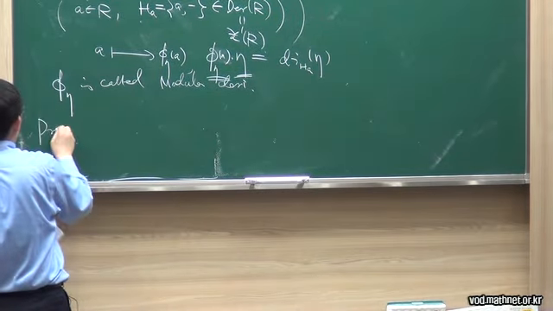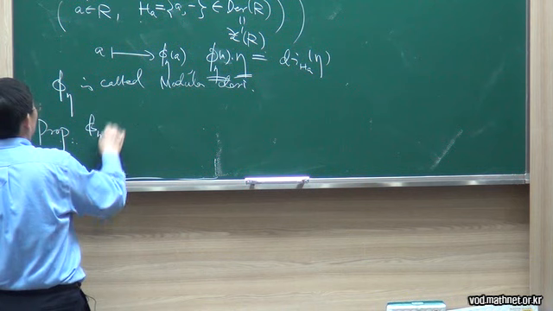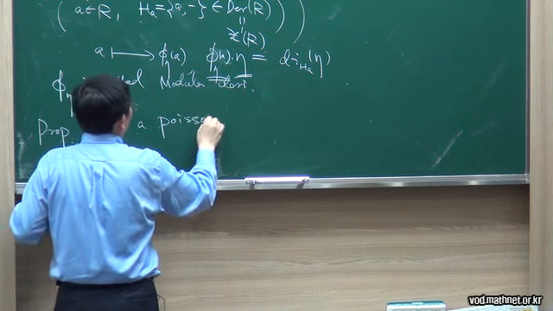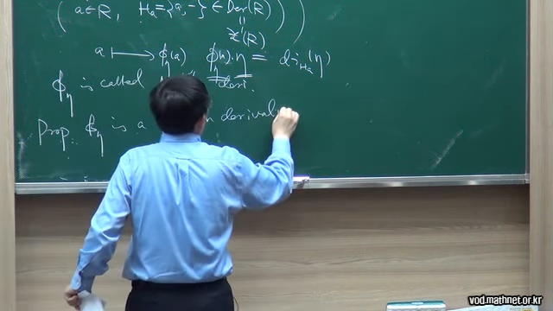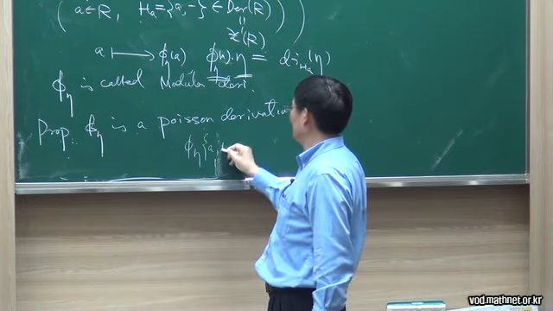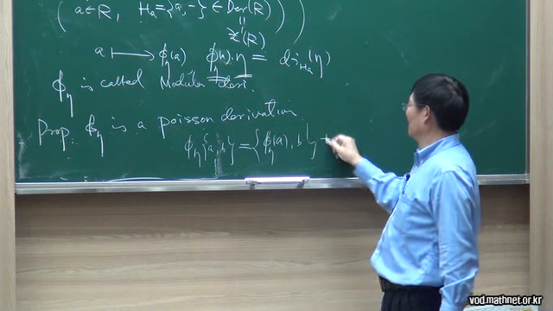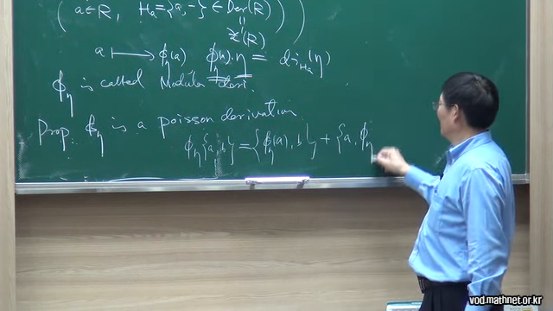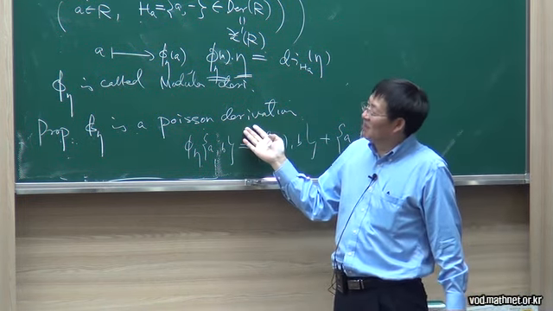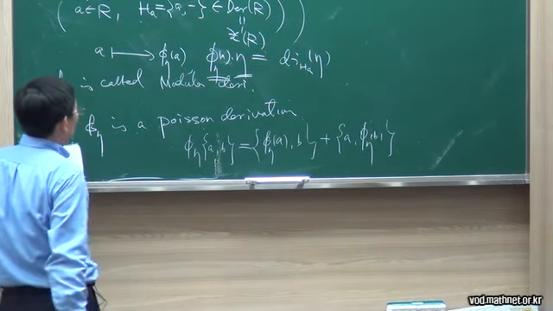And we can prove this is indeed not only a derivation, but also a so-called Poisson derivation. That means it respects the Poisson product. If phi acts on the Poisson product, then it is equal to phi eta A, the product of this one, plus A phi eta B. So this can represent an element in the first cohomology, Poisson cohomology.